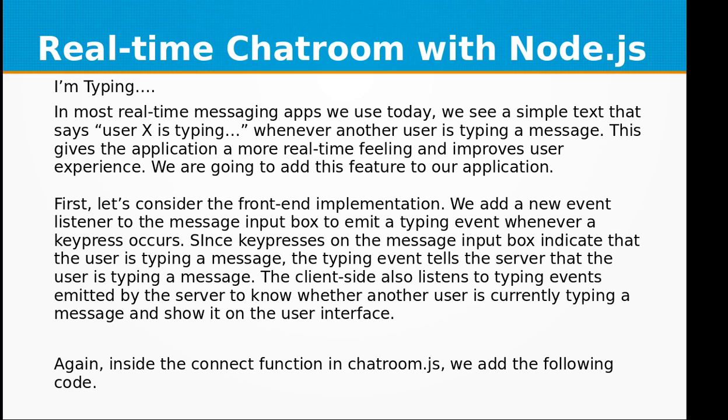Okay, first let's consider the front-end implementation. We add a new event listener to the message input box to emit a typing event whenever a key press occurs. Since key presses on the message input box indicate that the user is typing a message, the typing event tells the server that the user is typing a message. The client side also listens to typing events emitted by the server to know whether another user is currently typing a message and show it on the user interface. Again, inside the connect function in chatroom.js, we add the following code.